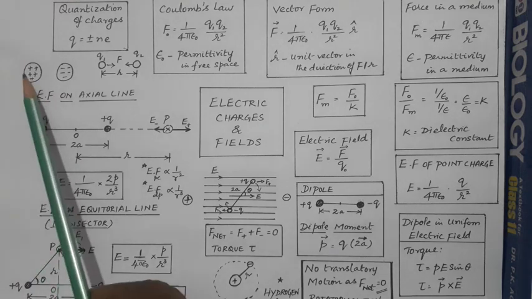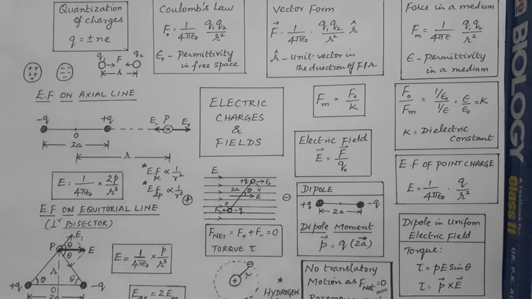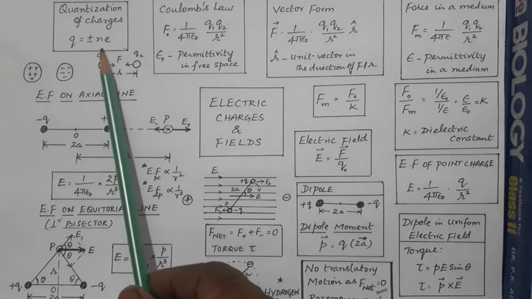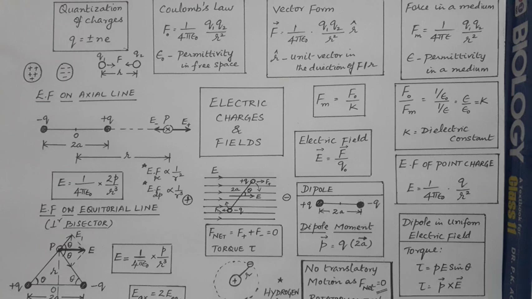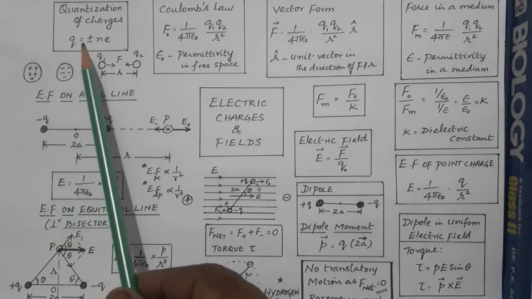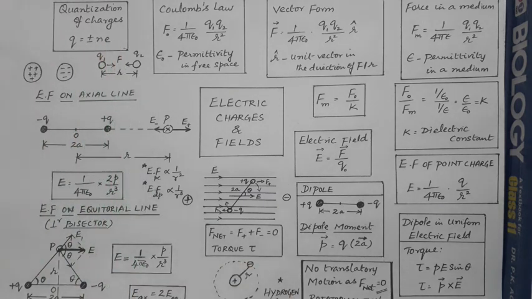Either you remove an electron, it becomes positive, or you add an electron, it becomes negative. These are the two possibilities you have. But it should be an integral multiple, a whole number. It cannot have in-between numbers. It should be only whole numbers 1, 2, 3, 4. N takes the values of whole numbers 1, 2, 3, 4 and it can go till infinity. So you have quantization of charge which says Q is equal to plus or minus NE.